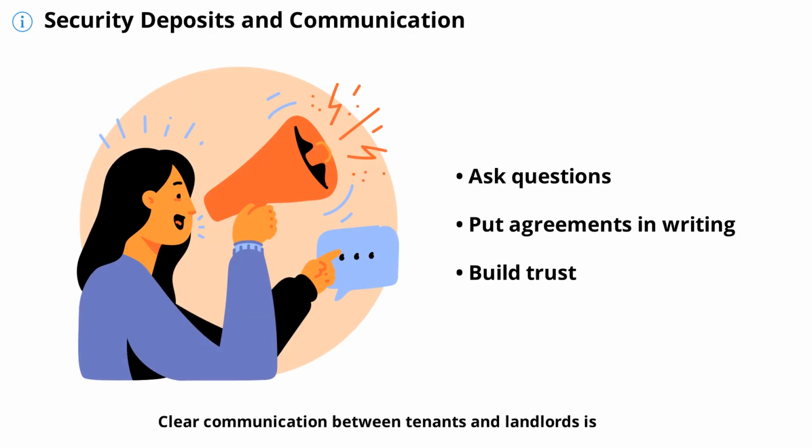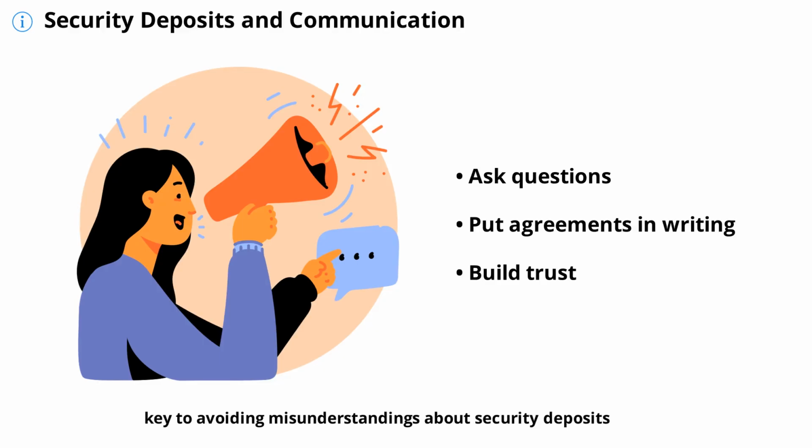Clear communication between tenants and landlords is key to avoiding misunderstandings about security deposits. Always ask questions if you're unsure about any part of the process. Put agreements in writing and keep copies for your records. Good communication builds trust and helps prevent disputes.